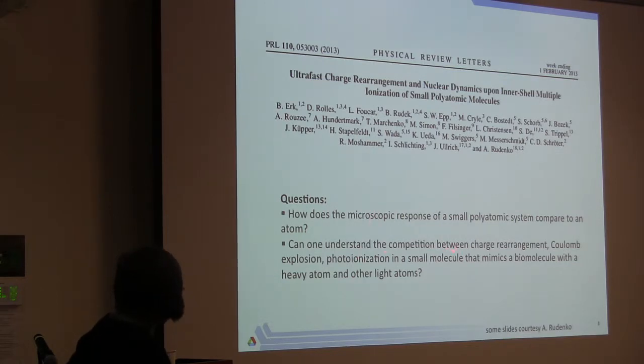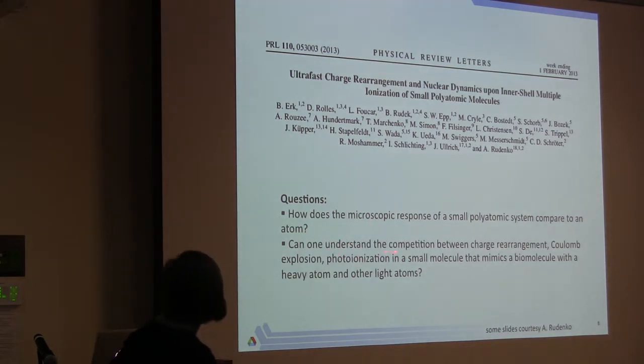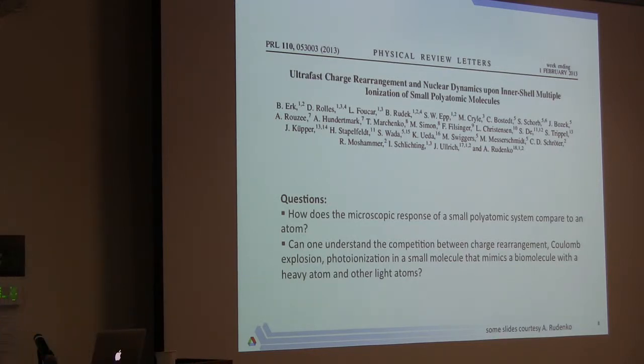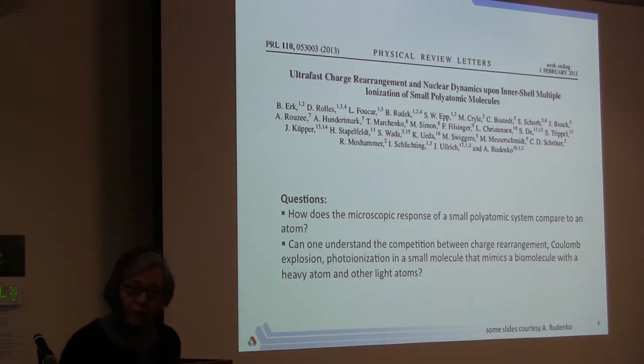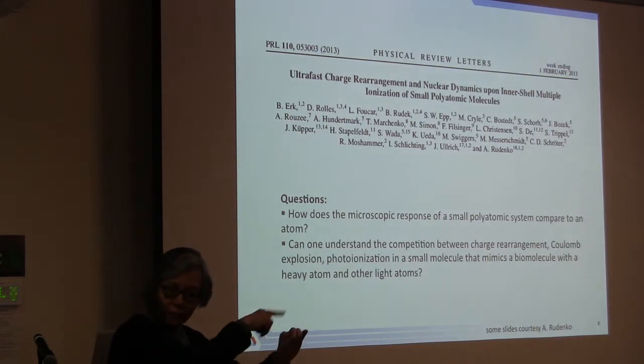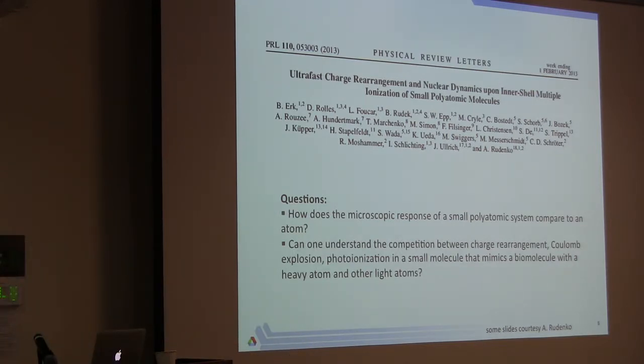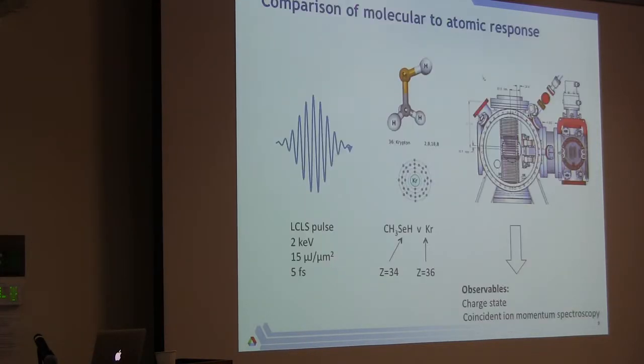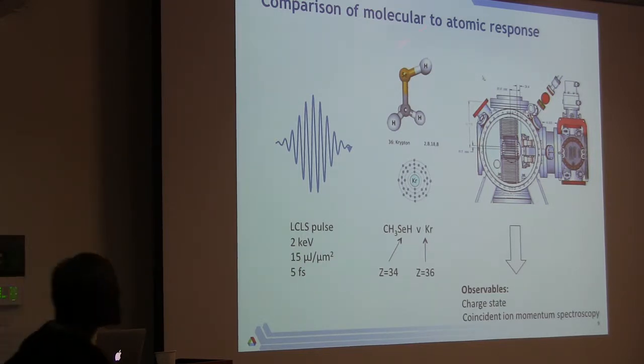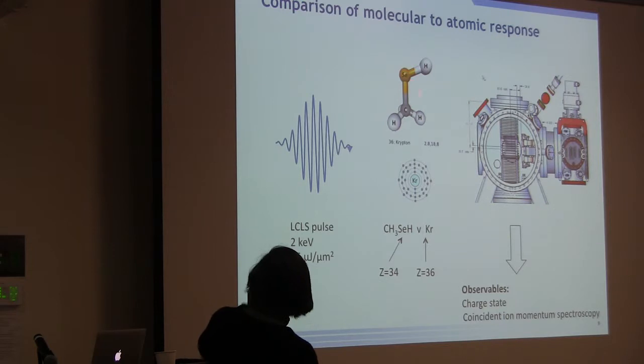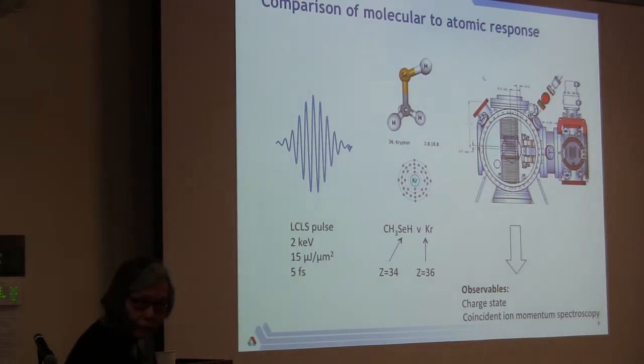And can we understand the competition between the charge rearrangement, Coulomb explosion, photoionization, and all these other things in a small molecule that actually tends to mimic a biomolecule, because you have a heavy atom and then lighter atoms around it. So Artem and his gang chose this nice methyl selenol molecule. It has a selenium here. The selenium is Z equals 34, and he could compare directly to krypton, which is Z equals 36. They took this rather fast LCLS pulse and focused it onto there.